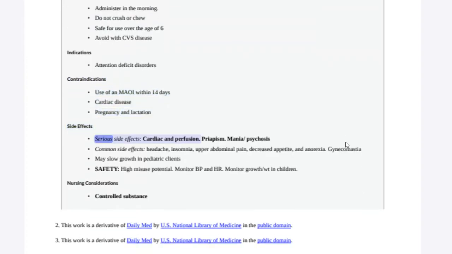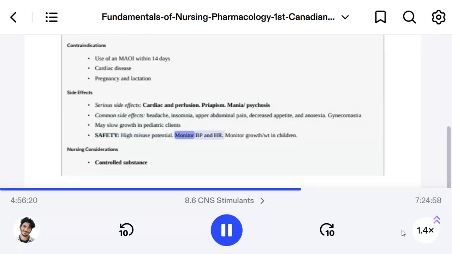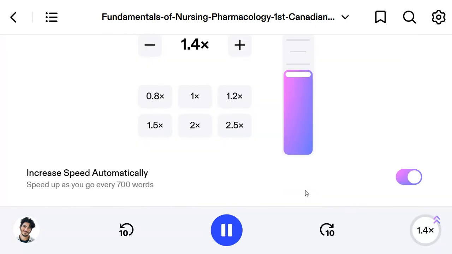Side effects. Serious side effects: cardiac and perfusion problems, priapism, mania, psychosis. Common side effects: headache, insomnia, upper abdominal pain, decreased appetite, and anorexia. Gynecomastia, may slow growth in pediatric clients. Safety: high misuse potential. Monitor BP and HR. Monitor growth and weight in children. Nursing considerations: controlled substance.